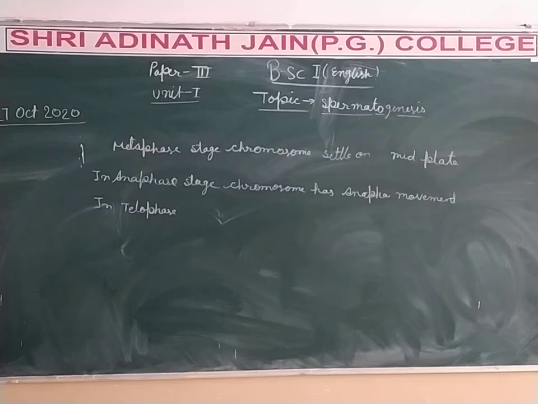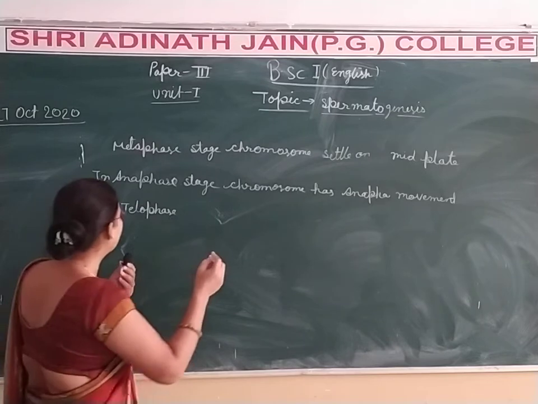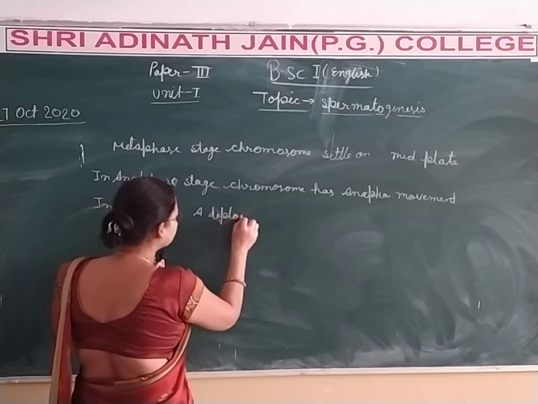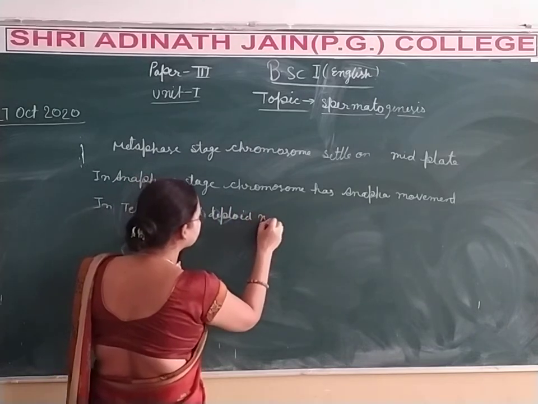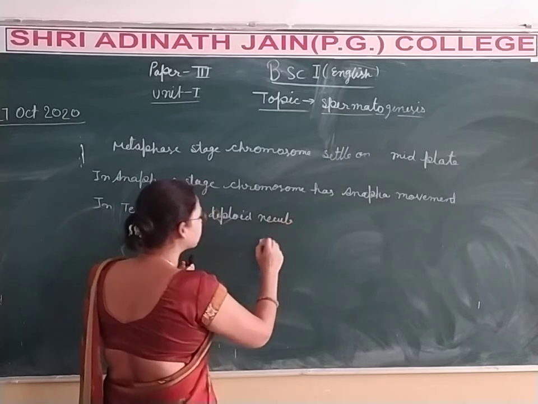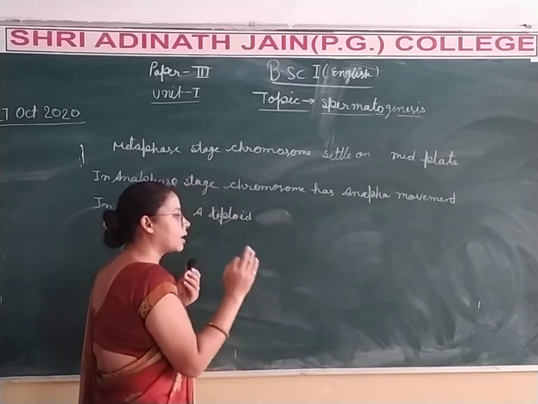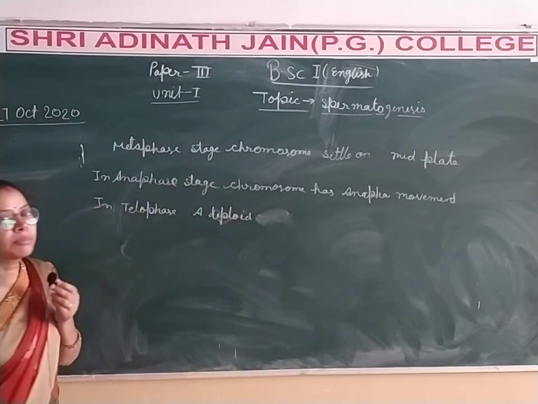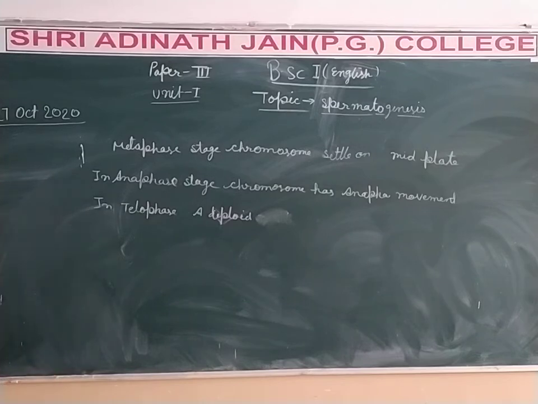the diploid nucleus becomes a haploid nucleus in telophase. The diploid nucleus becomes a haploid.